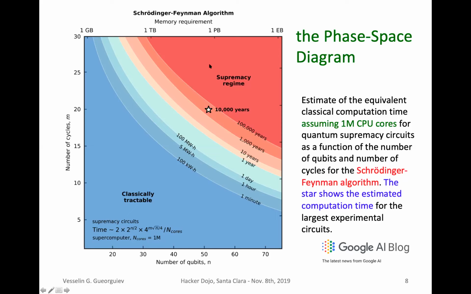Now you can see that from this graph, it's not really in the supremacy region, but the claim that it takes 10,000 years is kind of impressive. Any questions on this? Because this is really showing the difference between supremacy, or when I would say, yeah.